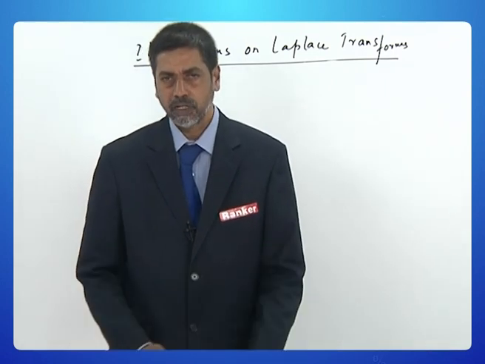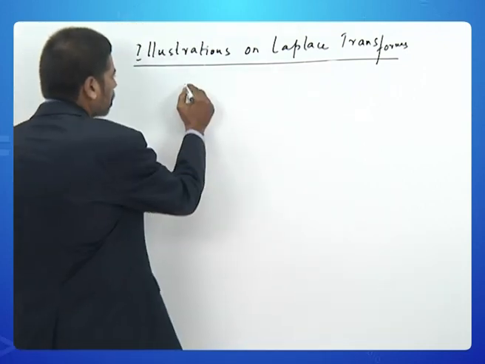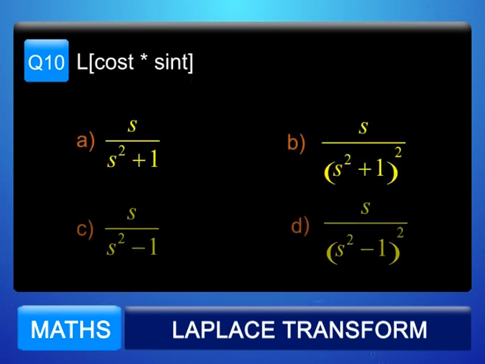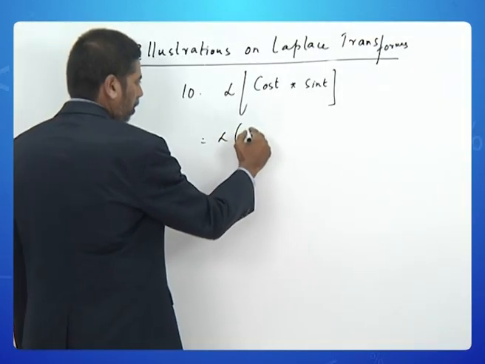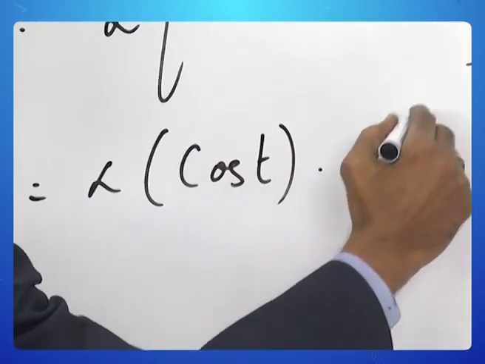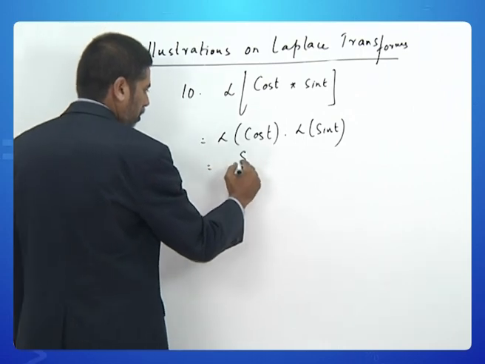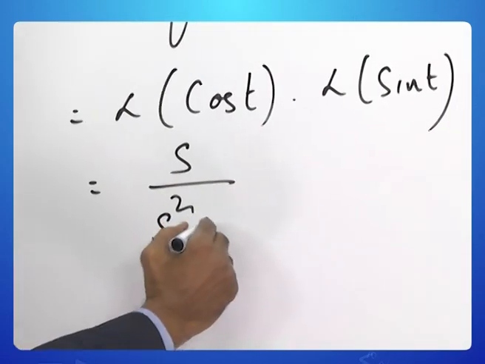Question number 10, another similar problem. The transform of cos t star sin t. Again, apply the convolution theorem: transform of cos t into transform of sin t. Refer to tables.